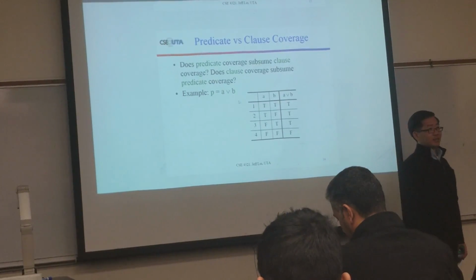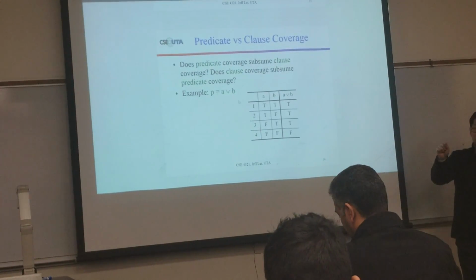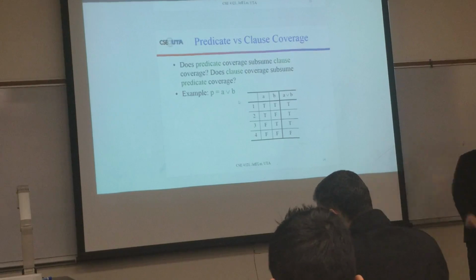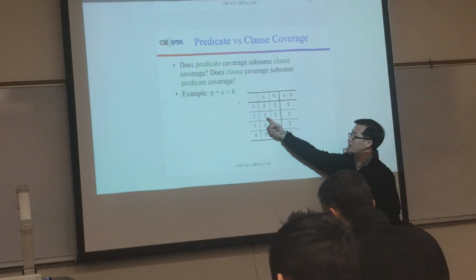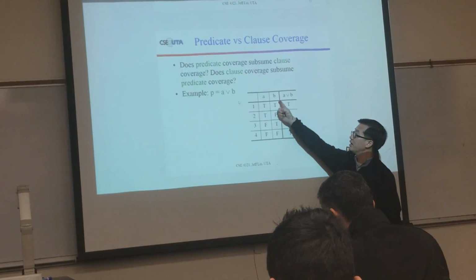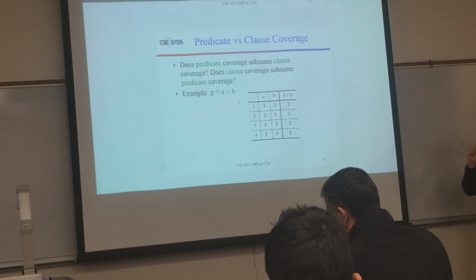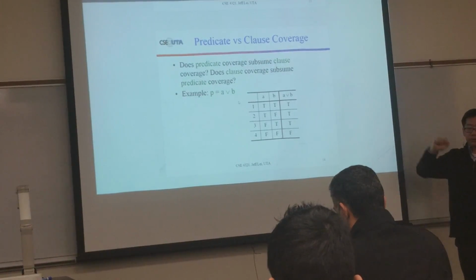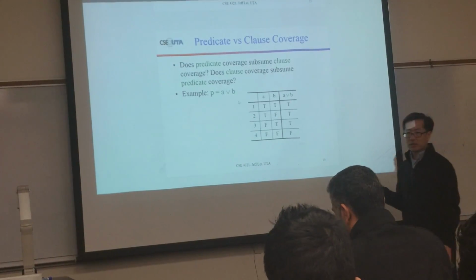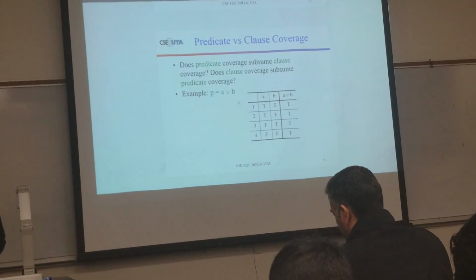Can you find a subset of these 4 test cases that satisfies clause coverage but not predicate coverage? 2 and 3. Okay. If you look at 2 and 3, for clause A you have true, false. For clause B you have false, true, but for the predicate you have true, true. So this counterexample helps you answer the second question. Clause coverage is not necessarily strong, even though, to some extent, you may feel like clause coverage is strong.